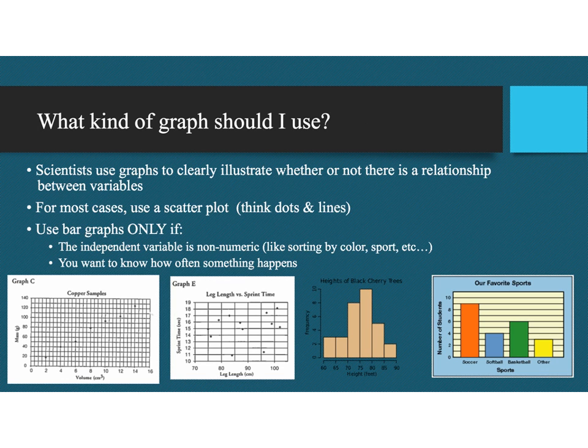All right, so now that you've got your data nice and organized and you're able to see your trends and patterns that might be emerging, now we can talk about representing your data in a graph. So one of the questions that you should be asking yourself is, what type of graph should I use? So scientists use graphs to clearly illustrate whether there is a relationship or not between variables. So for most cases, you're going to use a scatter plot, which is like a dots and lines kind of graph.